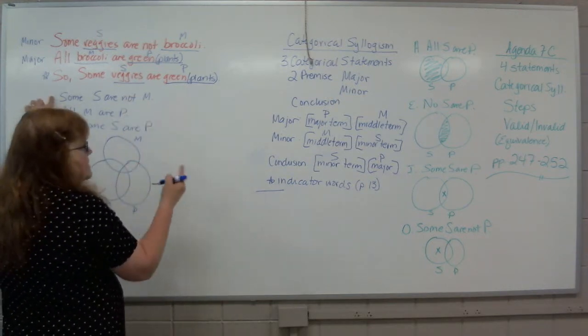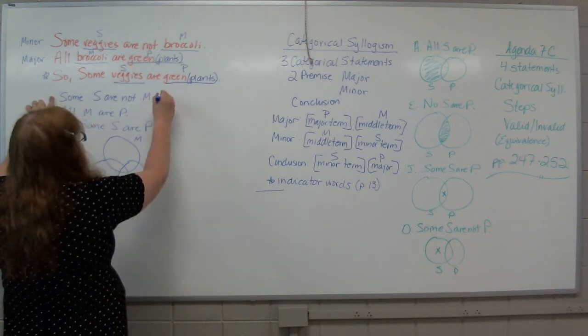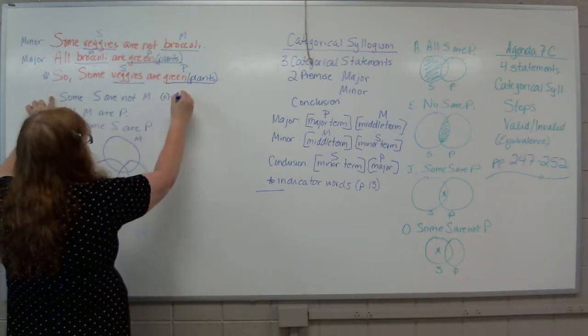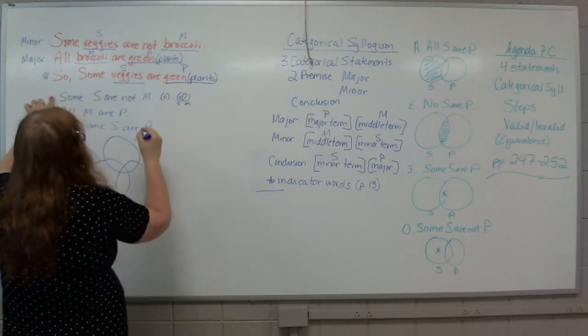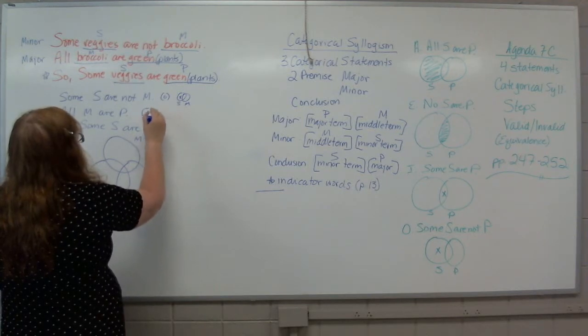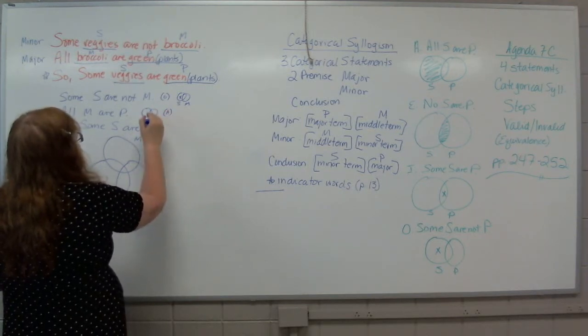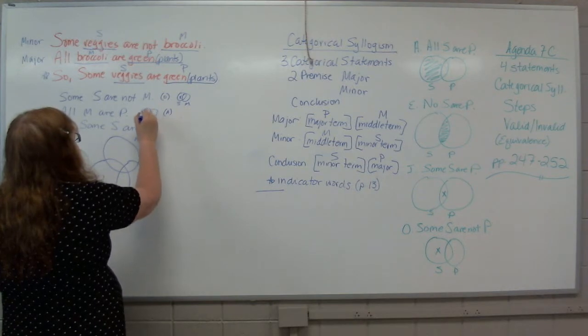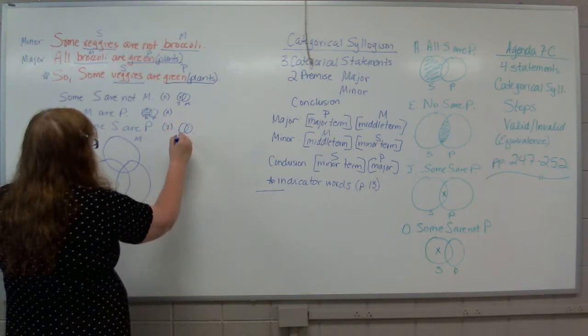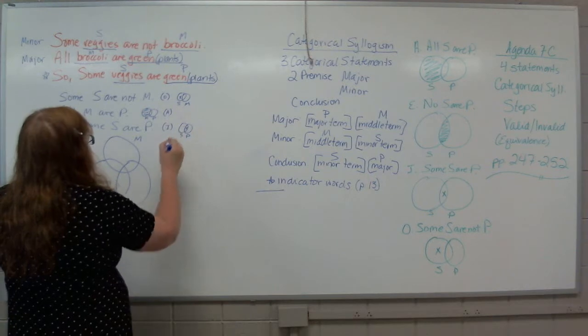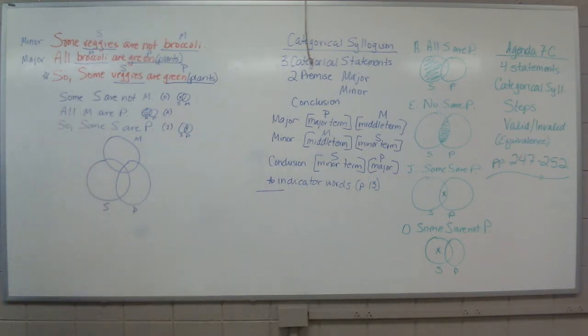Here, if I'm looking at my types, some S are not M. That's an O statement. S, M, out here. All M are P, that's an A statement. M, P. So some S are P, that's an I statement. In the middle. So I have my little cheat sheet there, and I can put things together.